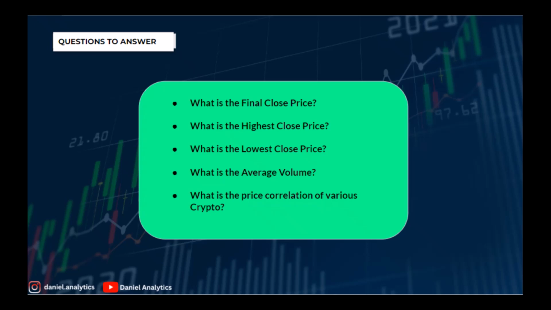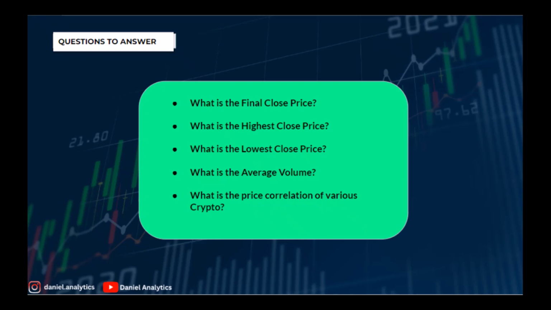One of the questions is, what is the final close price? The final close price simply means what is the closing price as at today, right? Probably whenever you are working with your data, today's date is maybe the 23rd or 24th or 25th of April. What is the close price as of today, right?